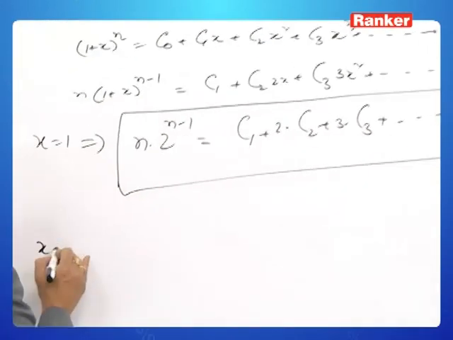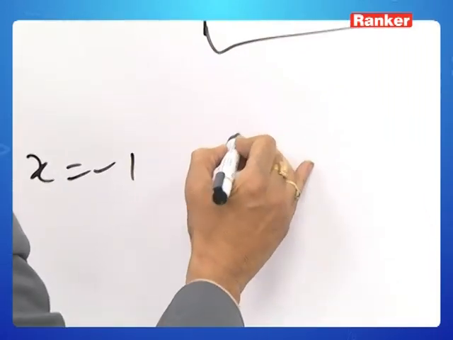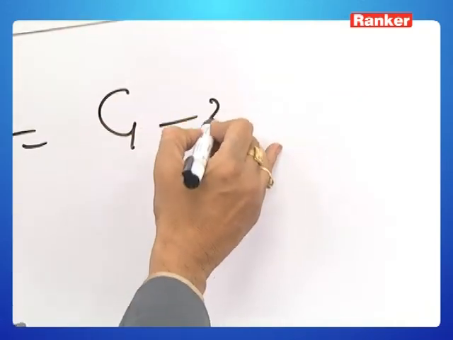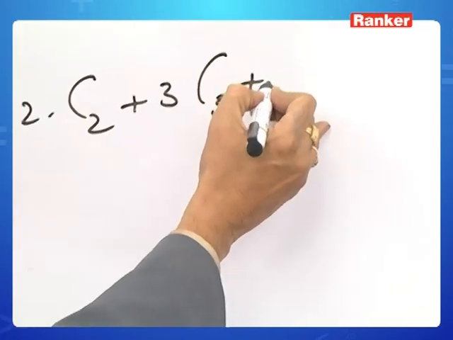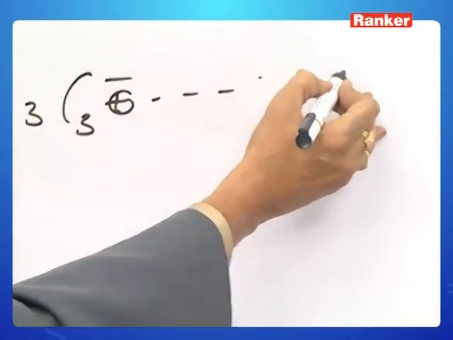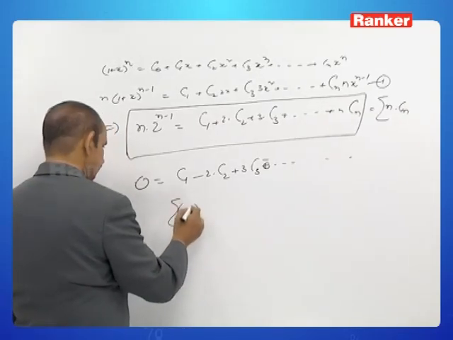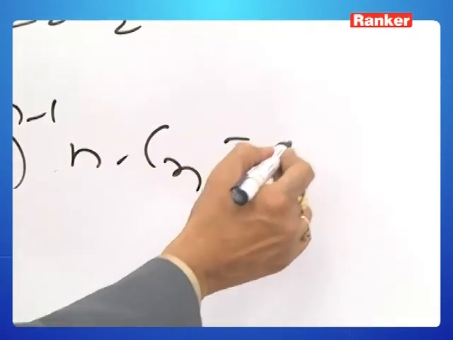Again, if you take x is equal to minus 1 here, what happens? 1 minus 1 is 0. 0 is equal to C1 minus 2 into C2 plus 3 into C3 minus and so on. So that this can be taken as sigma of minus 1 whole power n into n Cn is equal to 0.